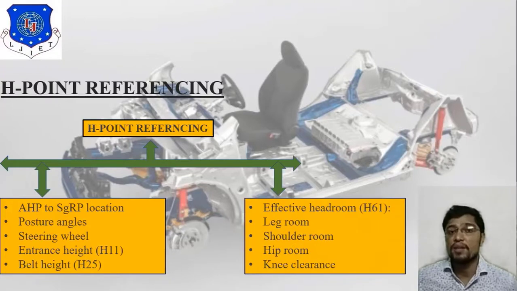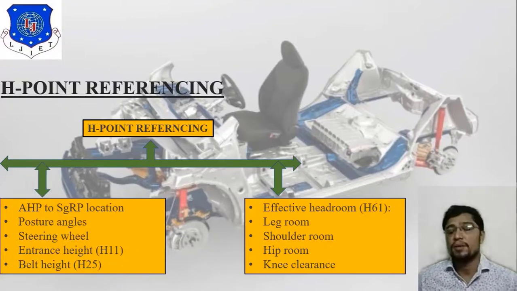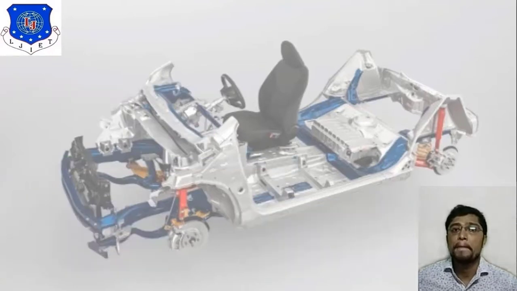Next, in the next table, I have attached 5 different terminologies. First one is effective head room, then leg room, next shoulder room, hip room, and last one is knee clearance. In H-point referencing, we will discuss 10 different terminologies. So move forward to the next slide.